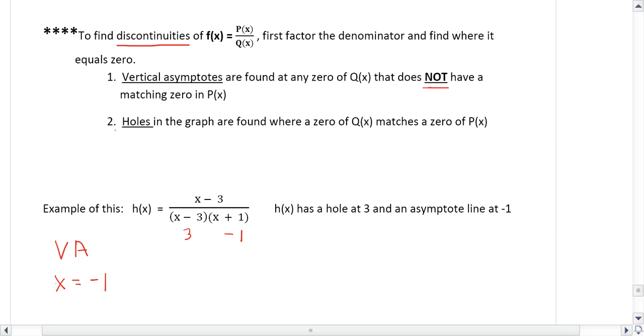And then reading number 2 here, a hole in the graph is found where there's a 0 that does have a matching 0 in the numerator. So since this x minus 3 has a match here in the numerator at that x minus 3, therefore we do have a hole in the graph at x equals 3. So take a minute and write down these 2 important details about vertical asymptotes and holes. And then in a moment we'll discuss how to find the horizontal asymptotes.